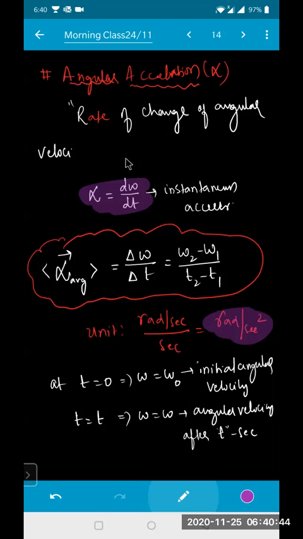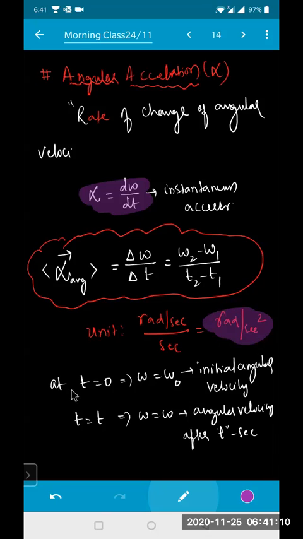a is equal to dv by dt. Here it is alpha is equal to d omega by dt. As we are writing in the differentiation, it is known as instantaneous acceleration. If I am writing average acceleration, beta, alpha average is equal to delta omega by delta t, that is equal to omega 2 minus omega 1 divided by t2 minus t1. Unit is what, beta? Radian per second divided by second, so it is radian per second square.